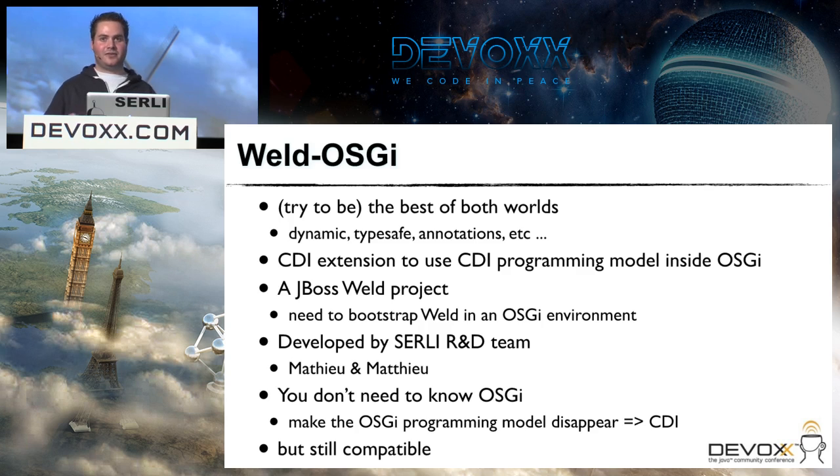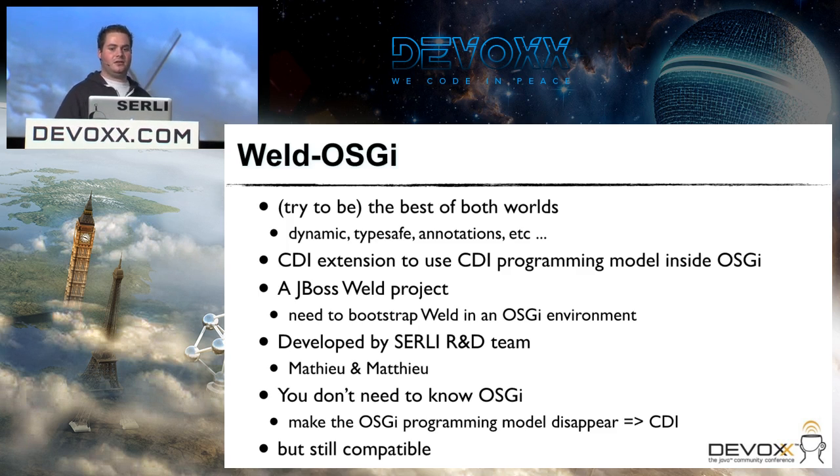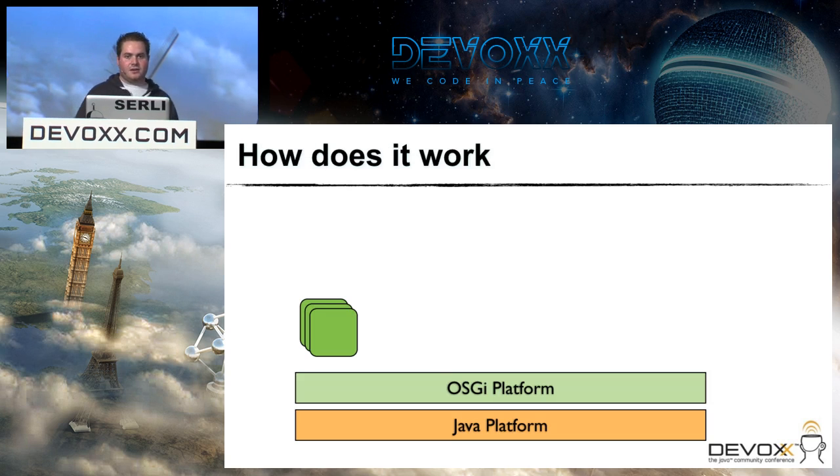And the nice thing with Weld-OSGi is that you don't need to know a thing about OSGi APIs. You just need to know the key concepts, bundles and services, and after that you just have to use the CDI programming model, and you can build dynamic and modular applications. But we don't ignore other OSGi bundles. That means that you can create an application by mixing Weld-OSGi bundles and legacy OSGi bundles together, and it works perfectly. So how does it work?